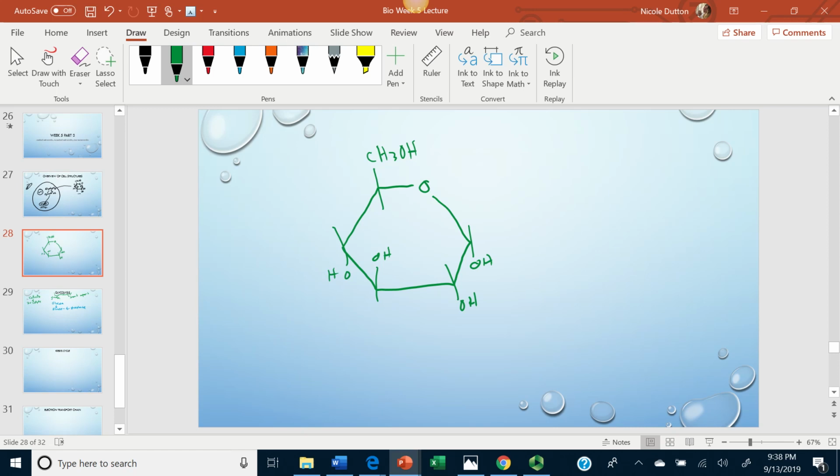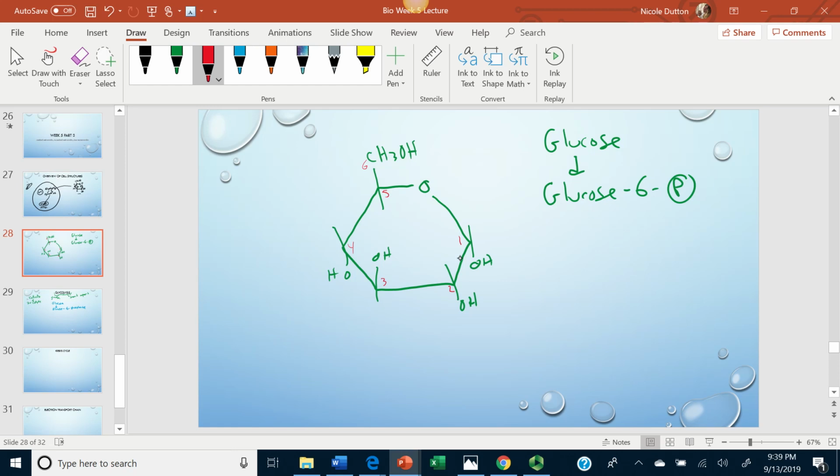And then the hydrogens would fill up the missing spaces. So when I say that this glucose becomes glucose 6-phosphate, what I mean is, let's number all of these carbons. So the first carbon starts here, 1, 2, 3, 4, 5, 6.